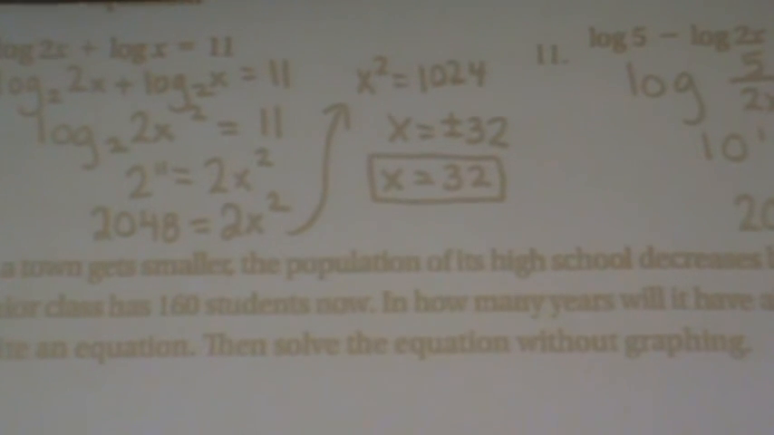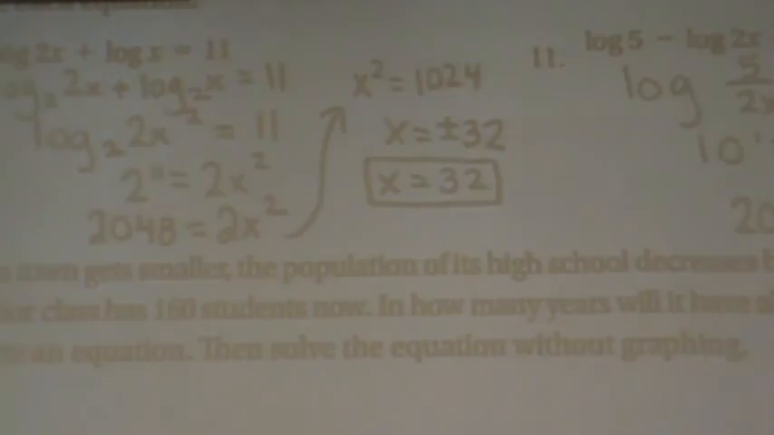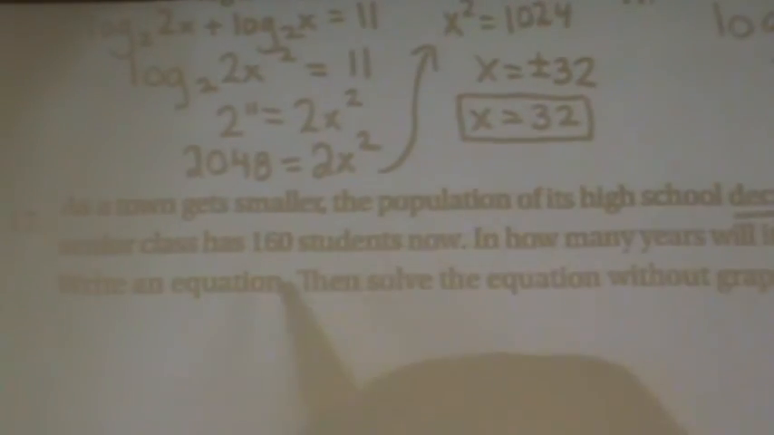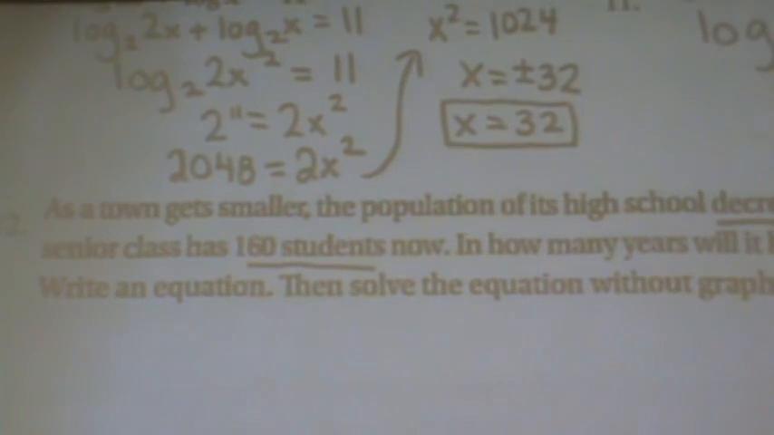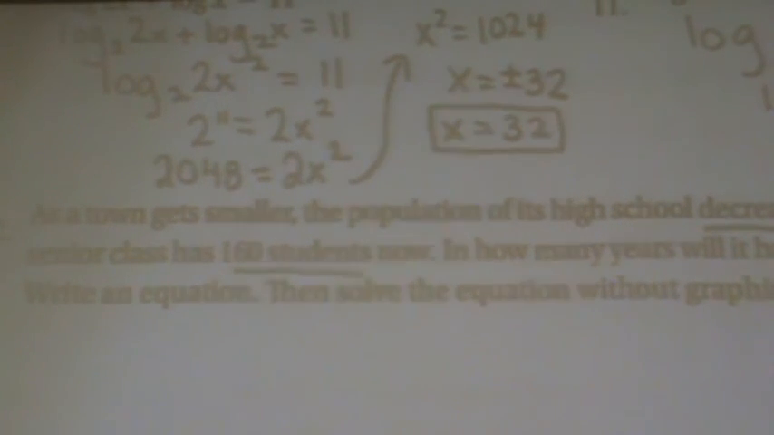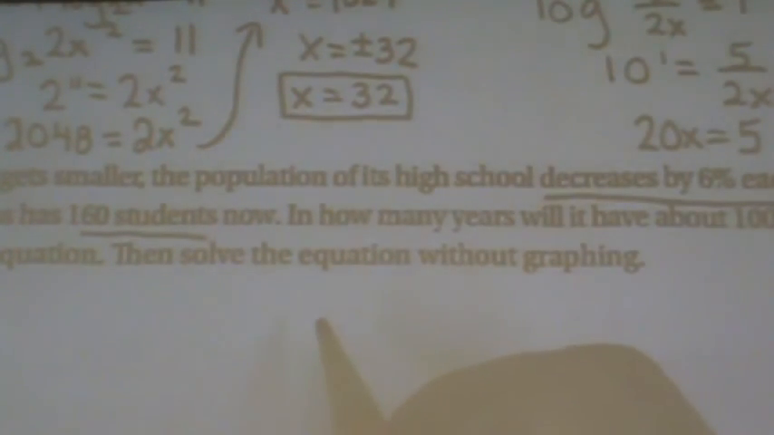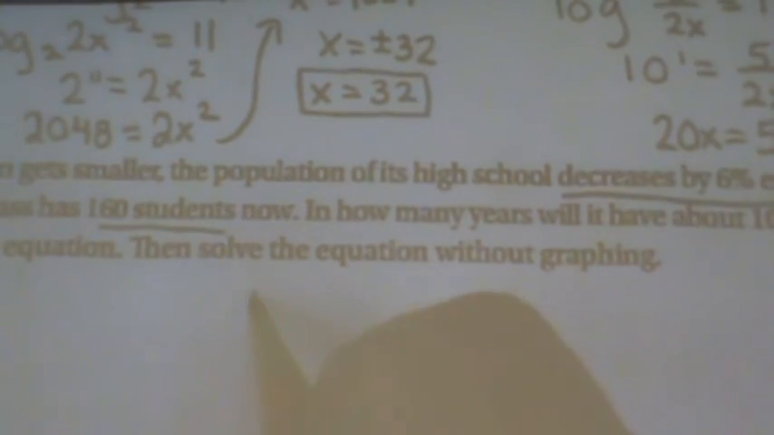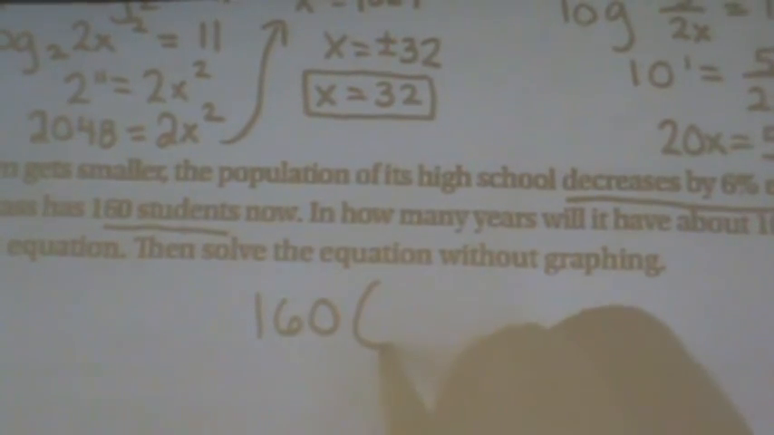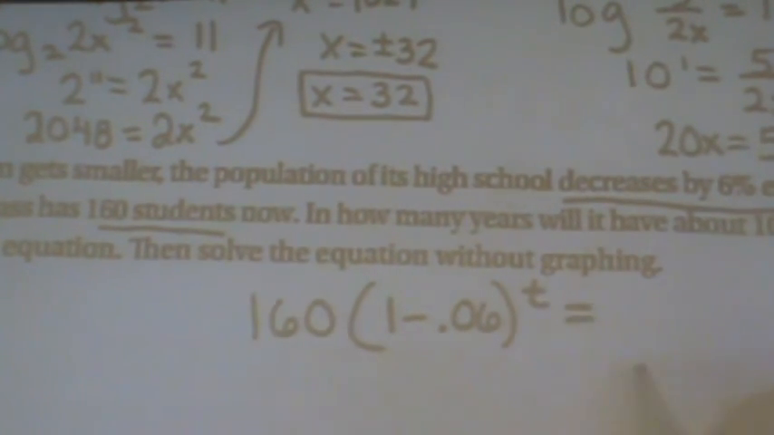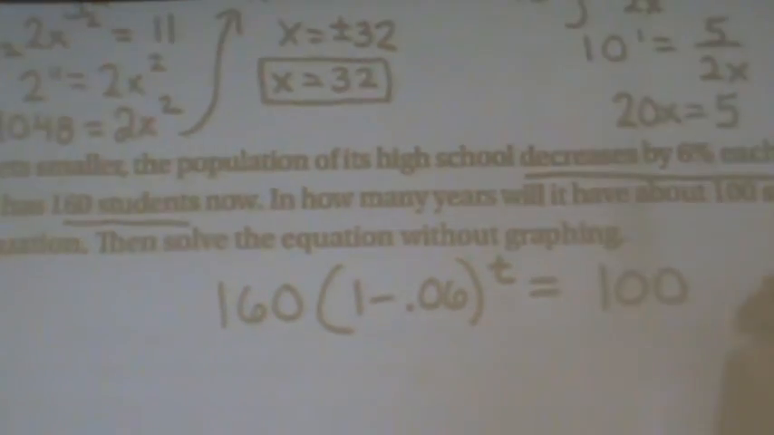As a town gets smaller, the population of its high school decreases by 6% each year. The senior class right now has 160 students. In how many years will it have about 100 students? Write an equation and solve the equation without graphing. So, what's our initial amount? 160. 160 times, it's decreasing by 6%, so 1 minus 0.06. How long, we don't know, but we want to know when we'll have 100 students.